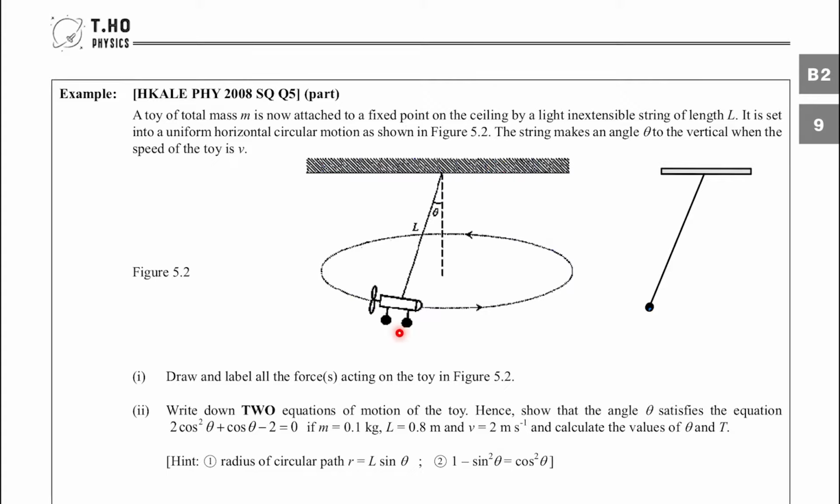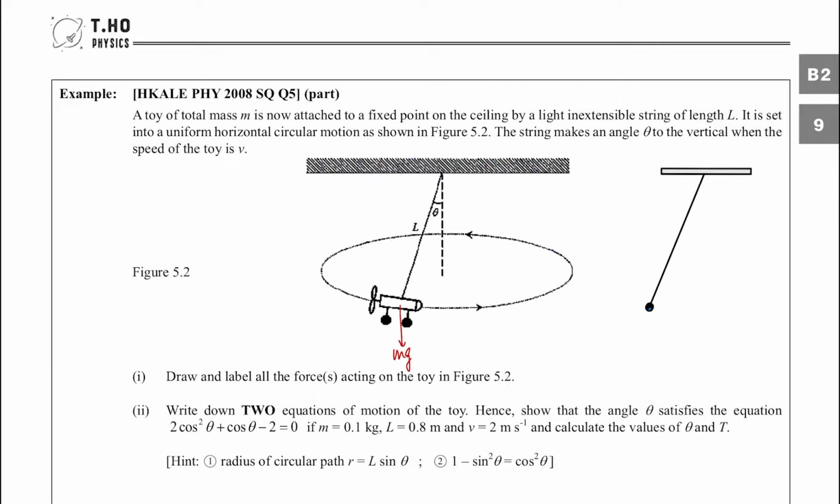Here we come to A-Level Physics 2008 structured question 5. We have a toy which is connected by a string to the ceiling. The toy is equipped with a fan so that when the fan blows, the toy will be propelled forward, and as a result the toy will go through a circular motion, just go around and around. Part 1, you are required to draw all the forces acting on the toy in the figure.